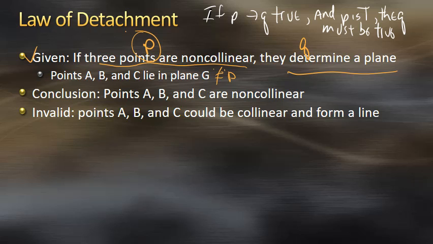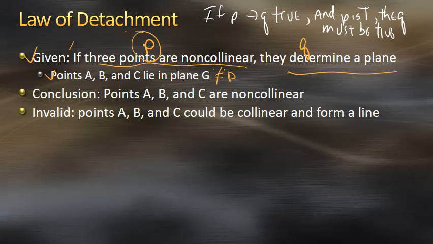Now, why would that be? Let's go back up to here. While it is true, going back to the very first statement, that if 3 points are non-collinear, they determine a plane, that's a true statement. This second statement, A, B, and C lie in the plane. Well, does that mean they're non-collinear? Well, I don't know. They could be non-collinear, but they could also be collinear. They could all lie on the same line and still be in plane G. And so therefore, since this does not match my hypothesis of my original statement, I cannot make a valid conclusion. And one example of that is A, B, and C could be collinear to form a line.